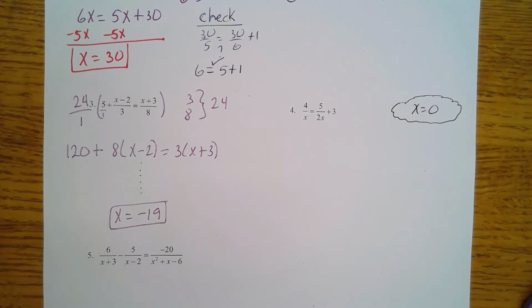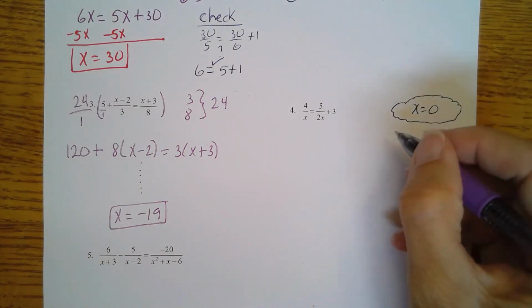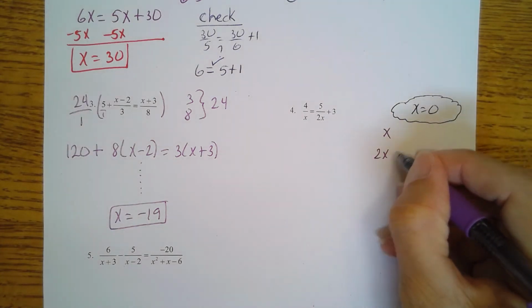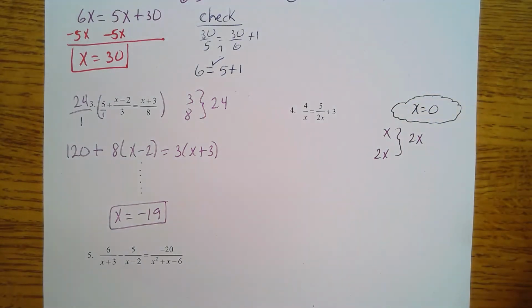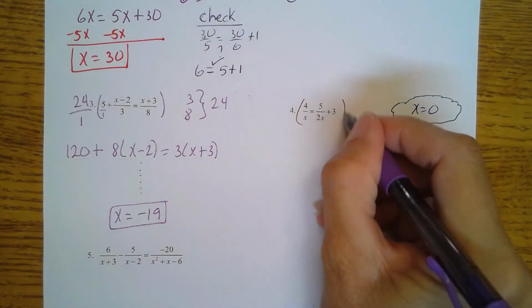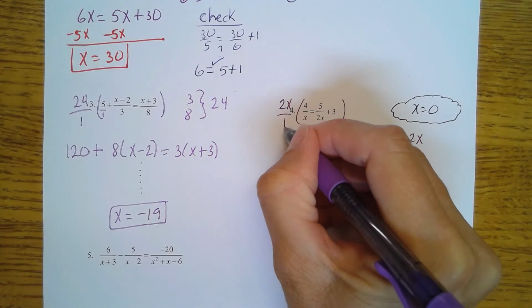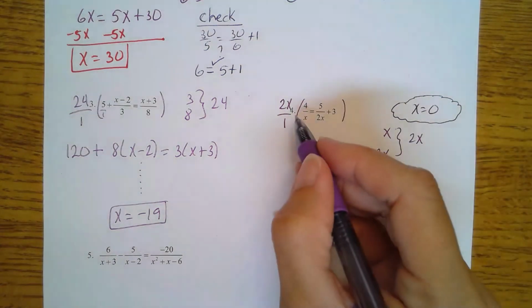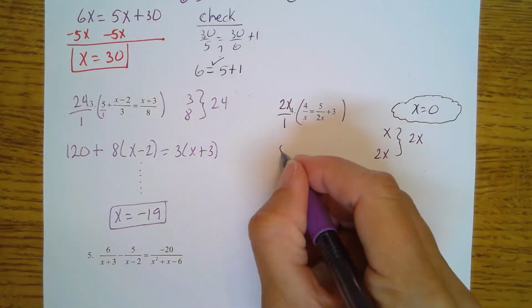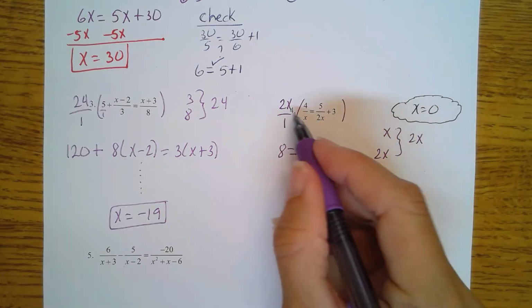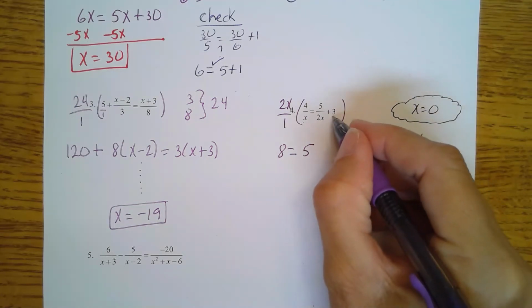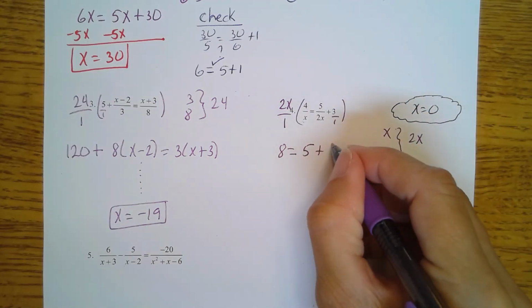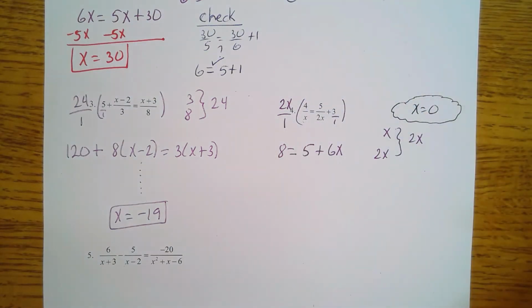So let's find our LCD. So between an x and a 2x, what's the first thing x and 2x can both go into is a 2x. We need to take the 2 because it appeared once, and we need to take the x because it appeared once. So we're going to multiply everything by 2x over 1. So with the first term, the x's cancel, and 2 times 4 is 8. In the next term, the 2x's cancel, and I'm just left with a 5. In the last term, we still have to multiply 2x times 3, and 2x times 3 is 6x.